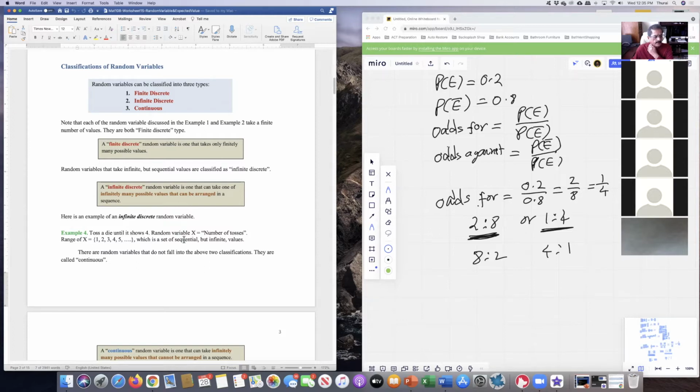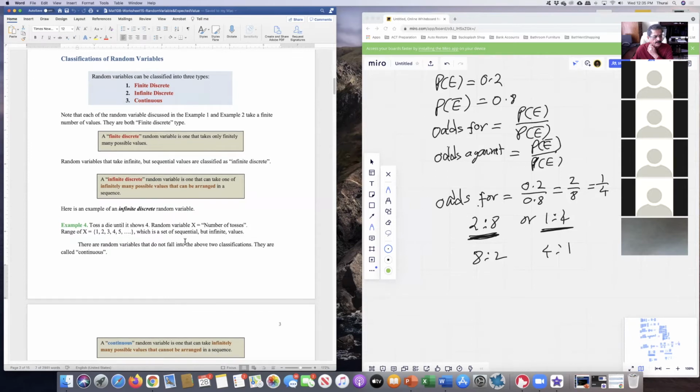Here's a simple example to illustrate infinite discrete. Toss a die until it shows 4. So I have to keep tossing until it shows a 4. Then how many times do I have to toss? That's my random variable. The random variable represents the number of tosses I had to make until I get 4. That number of tosses can be 1. In one toss, I can get a 4. Or it can be 2, 3, but it can go on. We cannot tell exactly how many tosses it's going to take, right? It's going to go on infinitely.